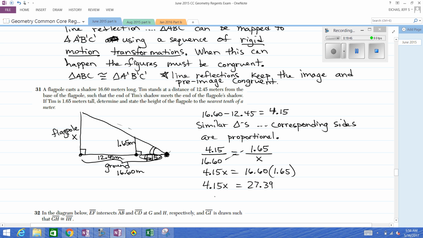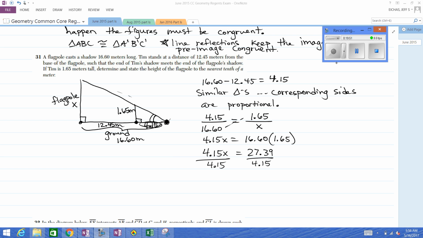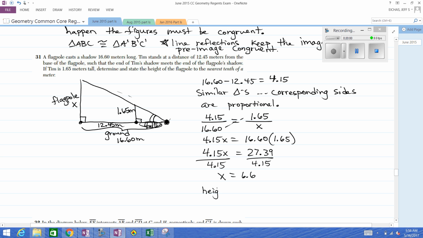And then we'll divide. So then we get x is, let's see, 6.6. So the height of the flagpole is 6.6 meters. Let's just make sure, 1/10 of a meter. Yep. Okay. So that's what we want right there.